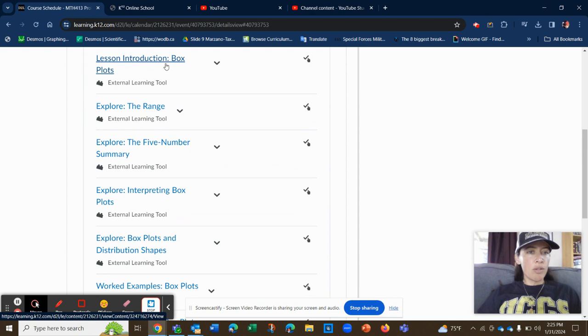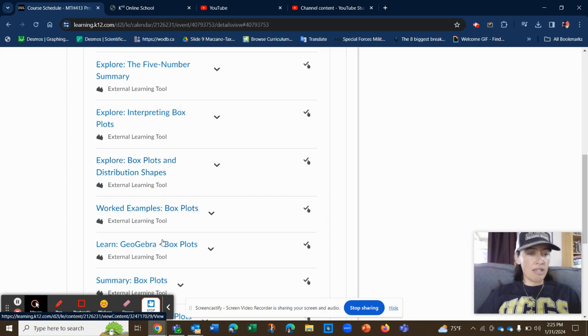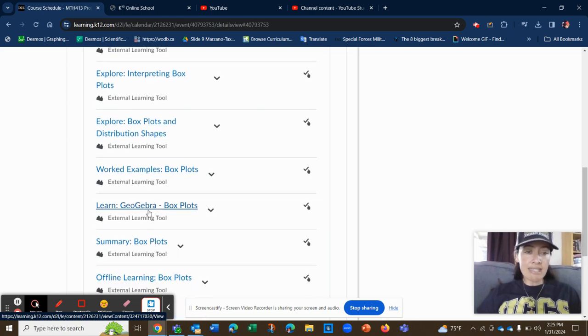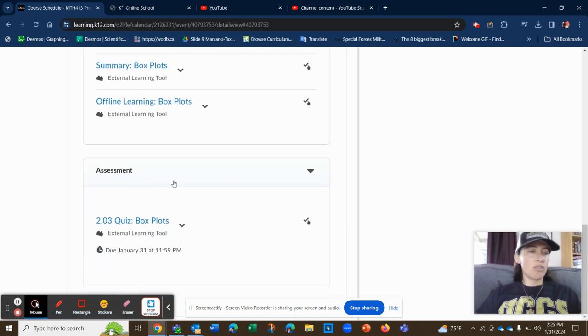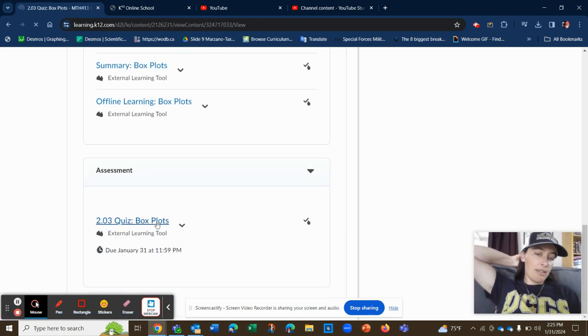All right. So you have all this wonderful stuff: range, five-number summary, box plots, interpreting the box plots, shapes, worked examples, and GeoGebra box plots, which some of you have used. If you want help with that, please let me know. You don't have to work through that alone. It's just not a majority, so I say it's optional because there are other options online now that you can use. Okay, so let's go take a look at the quiz.